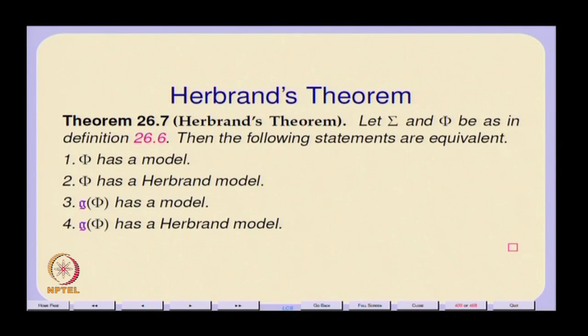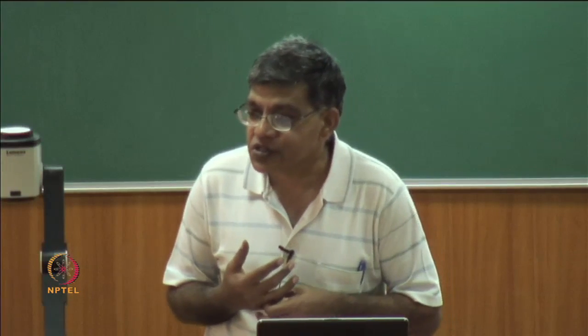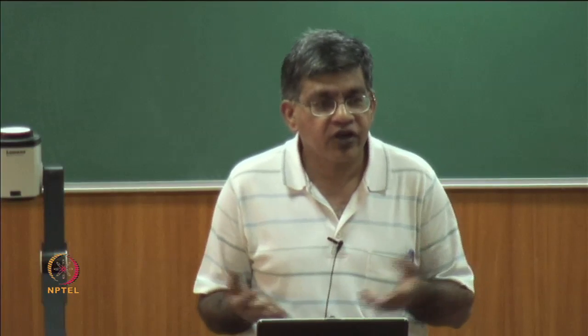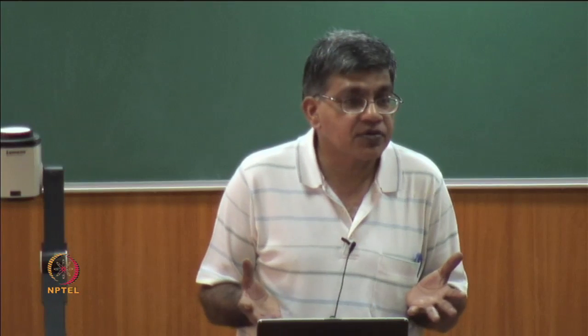Herbrand's theorem is a very powerful theorem, and these four statements are equivalent to each other. If you look at g of phi, there are no free variables in g of phi, so valuation is of no effect. There are no quantifiers also in g of phi. So there are no free variables and there are no quantifiers, which means that it basically behaves like propositions.